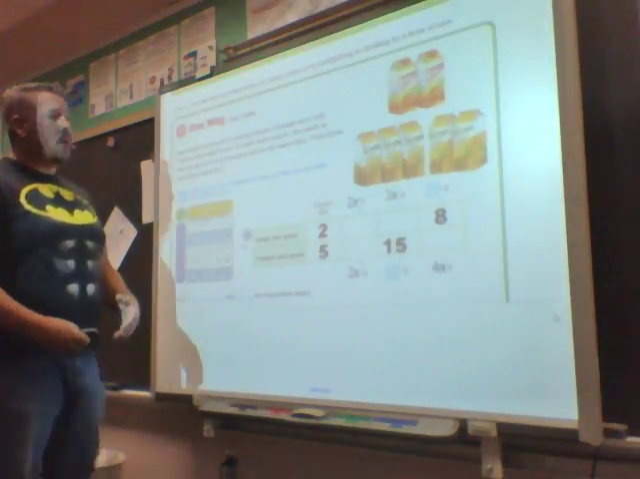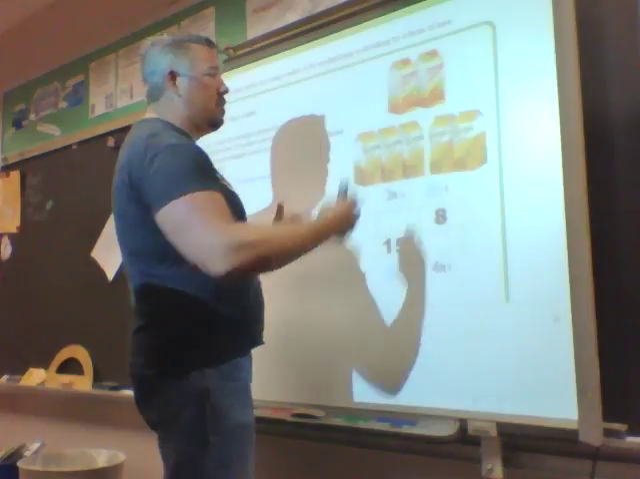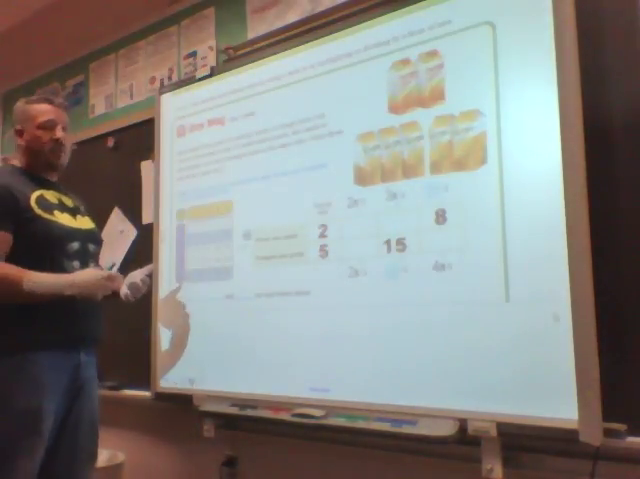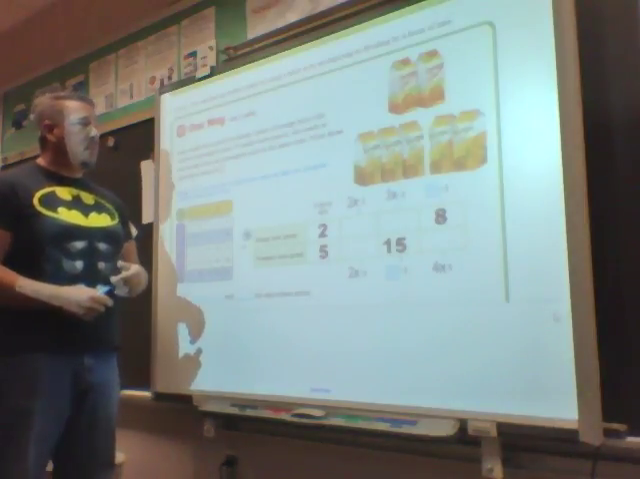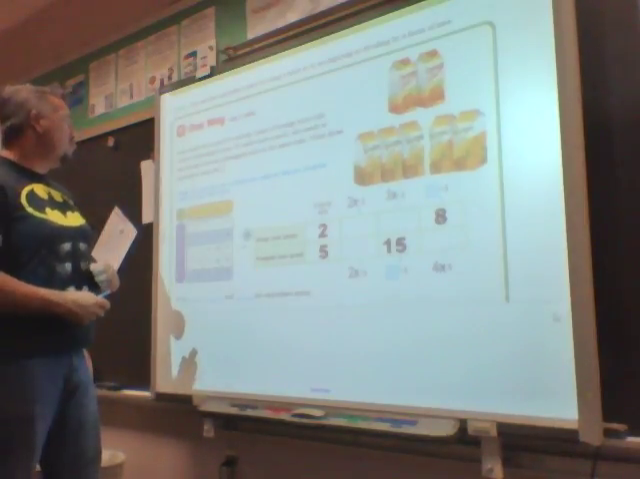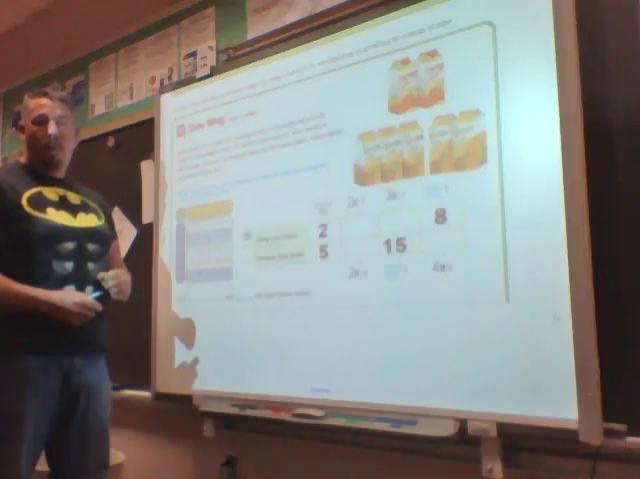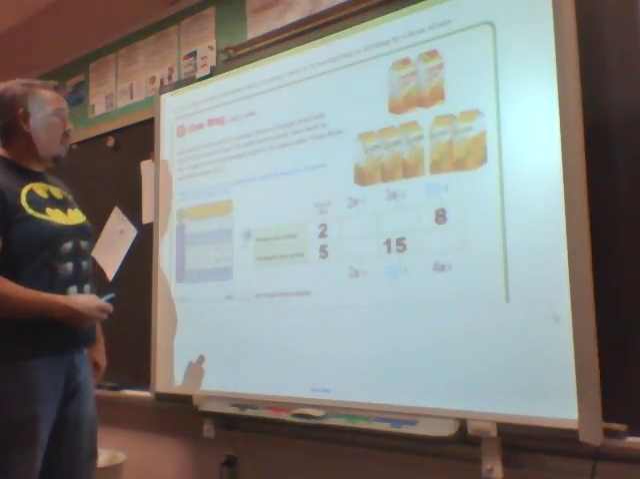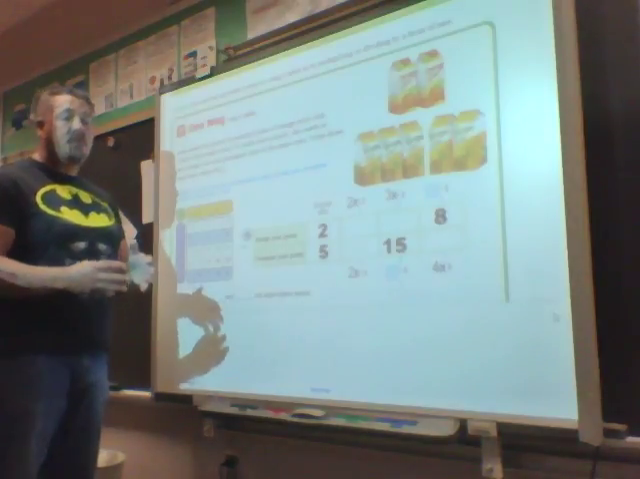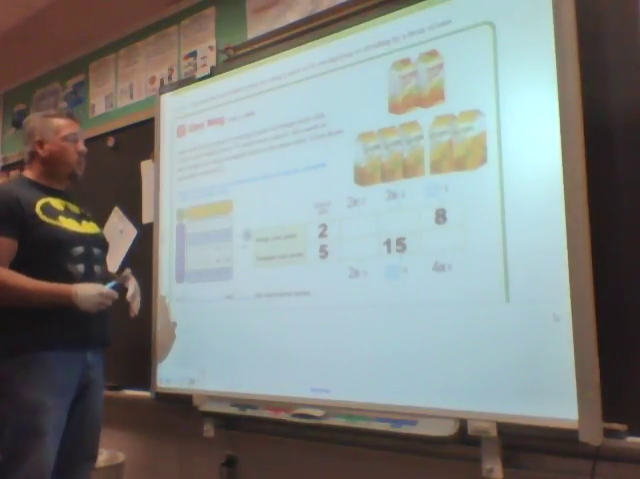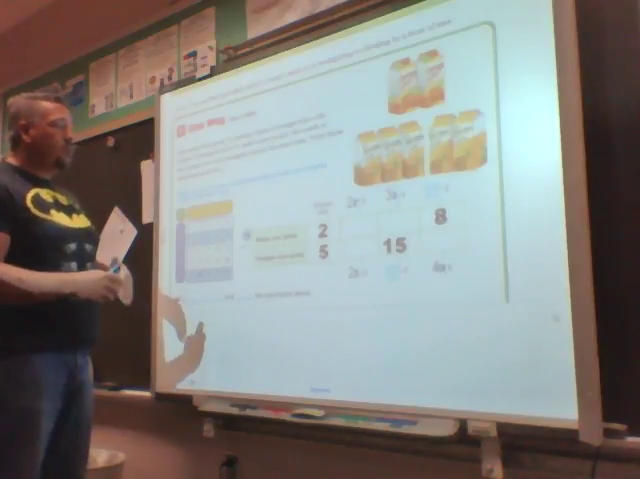On this one then, it looks like we're comparing some kind of juices. So if we read the information, we can see that it says, Jessa made fruit punch by mixing 2 pints of orange juice with 5 pints of pineapple juice. To make more punch, she needs to mix orange juice and pineapple juice in the same ratio. Write 3 equivalent ratios for 2/5.